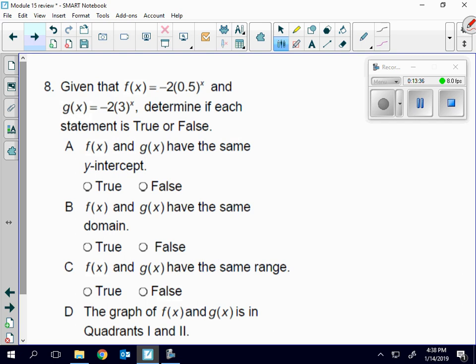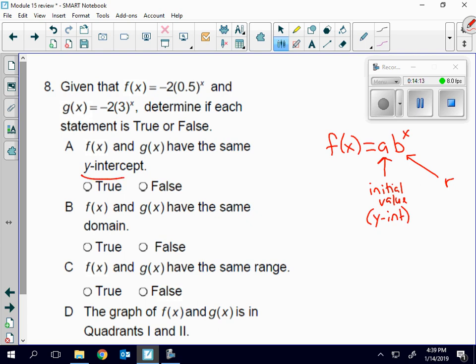All right, number 8, given that we have this f of x and g of x, determine if each is true or false. So I'm just going to write this on the side here because maybe you'll remember this. We have f of x equals ab to the x, right? Where the a is the initial value and b is the common ratio. Another word for initial value, of course, is y-intercept. And that's what A is asking about.